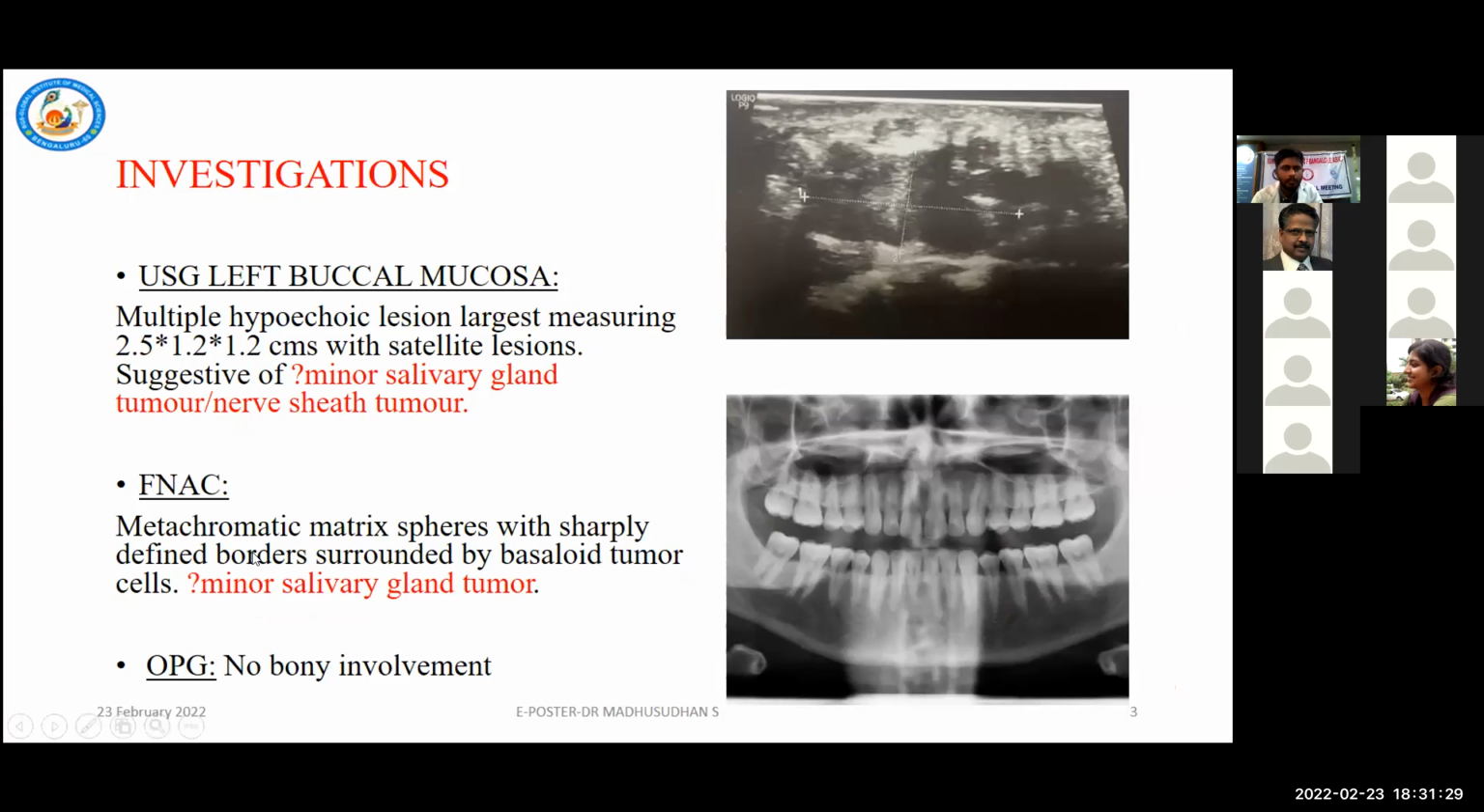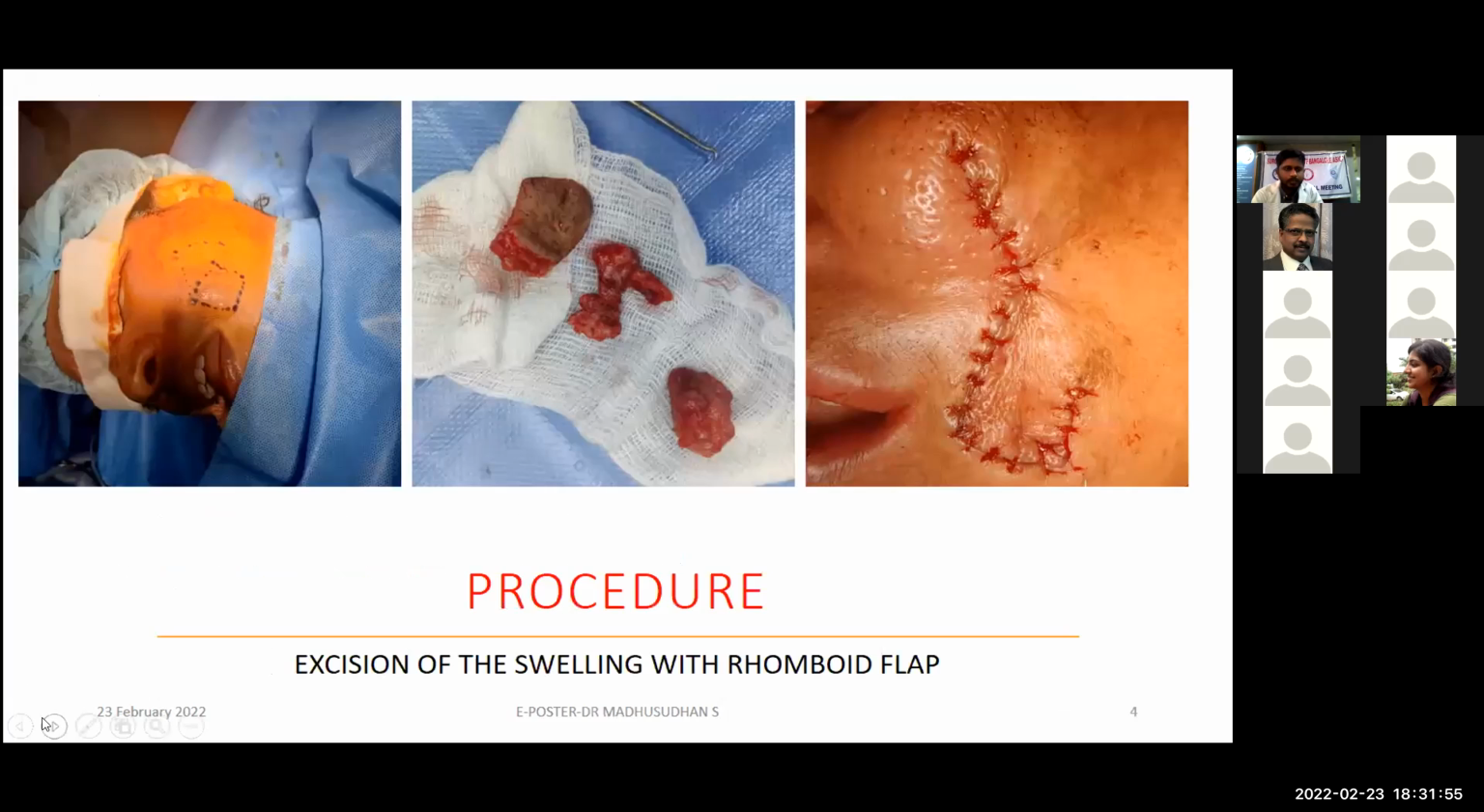Ultrasonography of the left buccal mucosa showed multiple hypoechoic lesions, largest measuring 2.5 × 1.2 × 1.2 centimeters, with satellite lesions, which was suggestive of minor salivary gland tumor and nerve sheath tumor. FNAC of the swelling showed metachromatic matrix spheres with sharply defined borders surrounded by basaloid tumor cells. An OPG was done, which showed no bony involvement. The patient underwent wide local excision of the swelling with 2 centimeter margin with rhomboid flap closure.